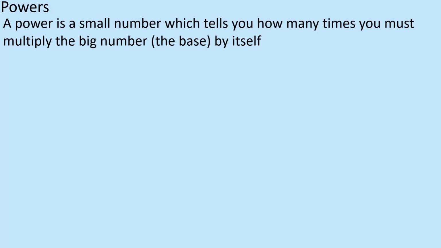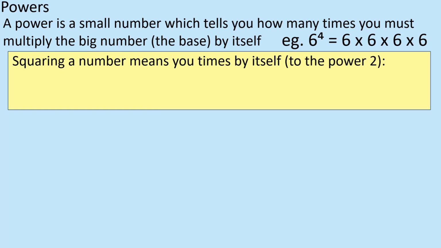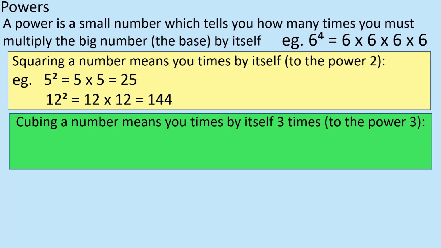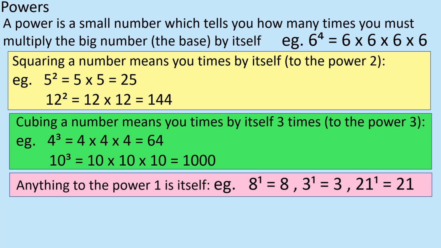Okay, so powers. Literally, it is just a small number. It tells you how many times you must multiply the big number by itself. So 6 to the power 4 is 6 times 6 times 6 times 6. And then squaring a number means you times it by itself. So that's to the power 2. And so 12 squared is 12 times 12. And then cubing a number, so these are just common terms, means you times it by itself 3 times. So squaring and cubed have their own specific little words. Everything else doesn't. It's normally just anything to a power of.